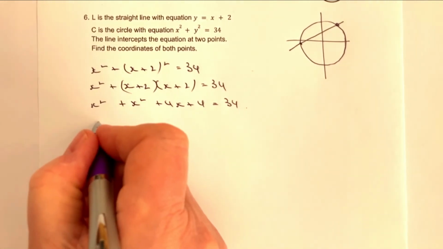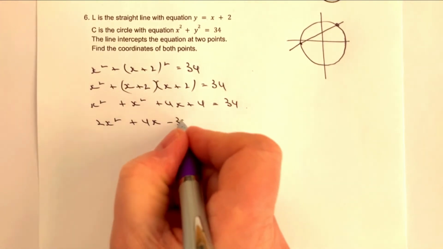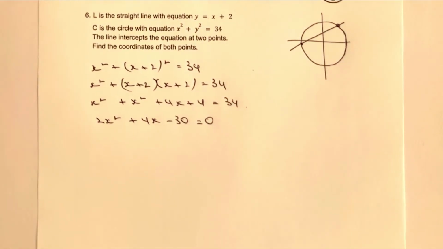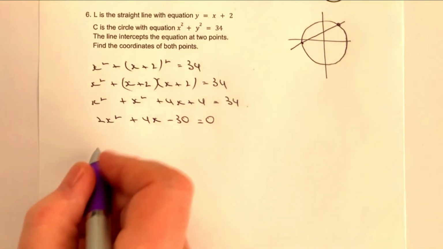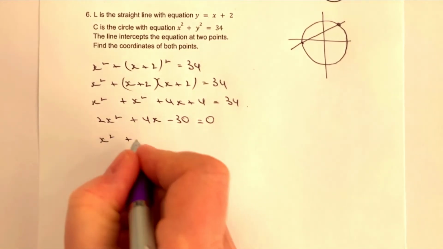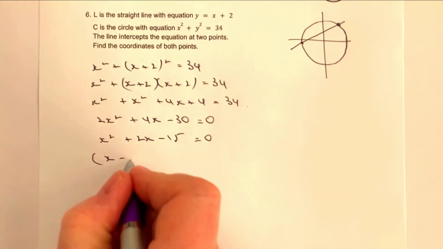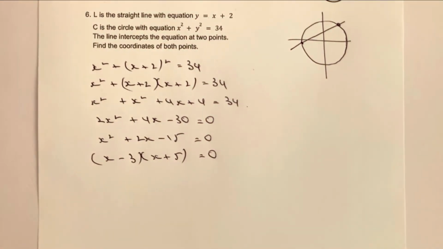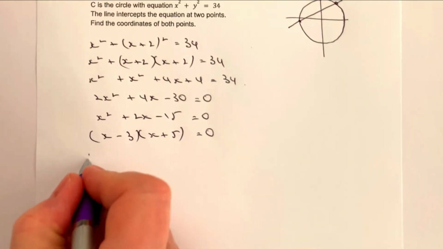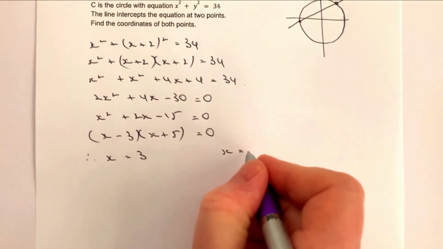That's going to give me 2x squared plus 4x minus 30 equals 0. Hopefully that's no great mystery to you and you're absolutely fine with that. Now, in order to factorise this, I'm going to divide through by 2. It makes sense just to halve everything, to make it a little bit easier. And you'll know that that will factorise as (x minus 3) multiplied by (x plus 5), and that's all equal to 0. So very easily, hopefully, I've got a value of x equals 3 and x equals minus 5.